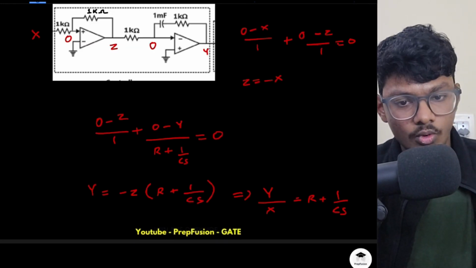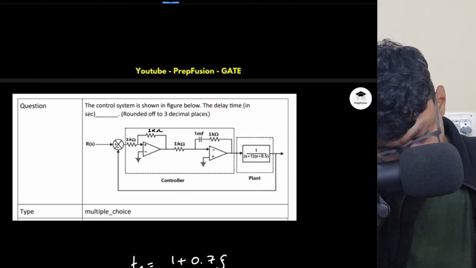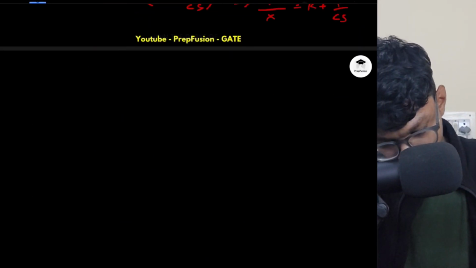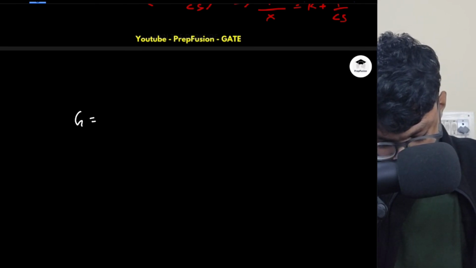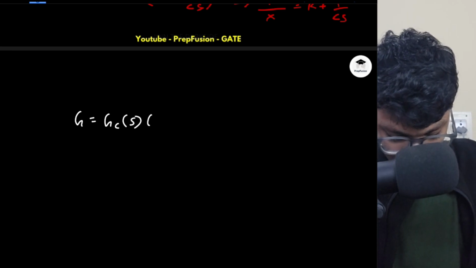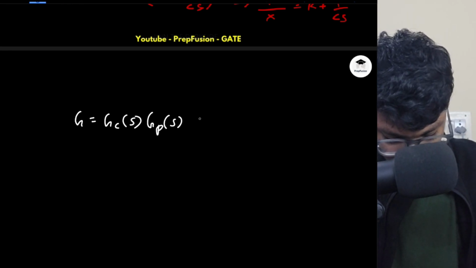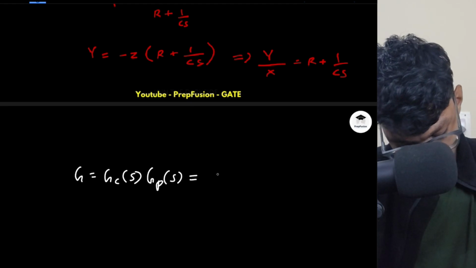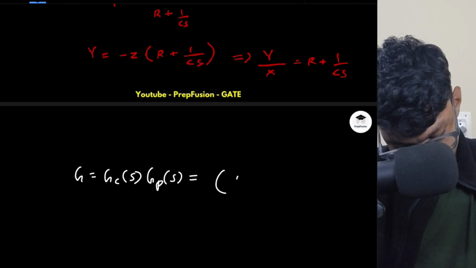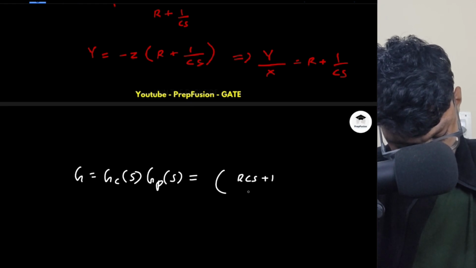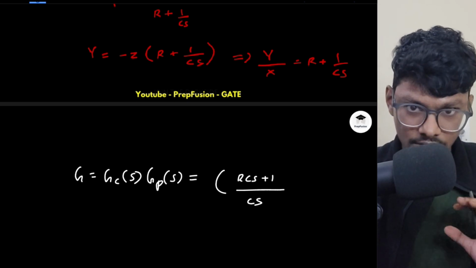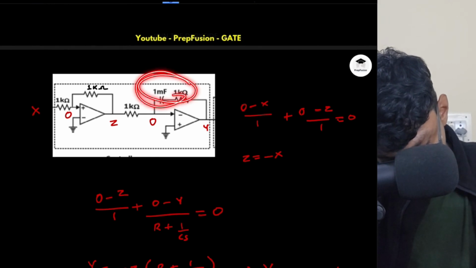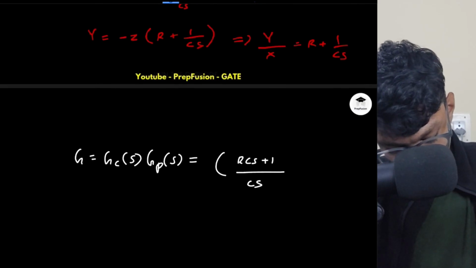Everything is correct. So what I wanted to write, I already know the transfer function of this, right? So this is the controller transfer function, this is the plant transfer function. So total my G will be GC of S into GP of S. Okay, so this will be equal to GC of S, this controller transfer function, that is (RCS plus 1) divided by CS. This is the controller transfer function. And what is R into C? R into C is simply 1, right? R into C is simply 1. Milli times kilo is simply 1. So this will come out to be 1.